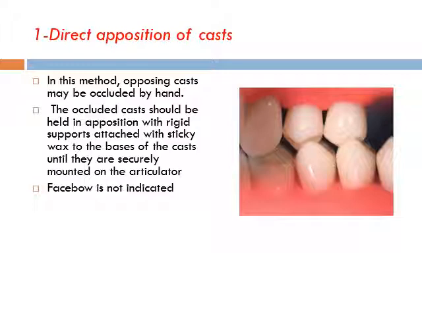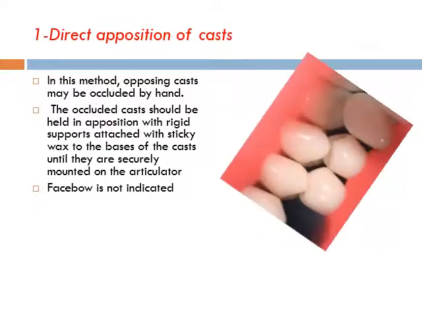The occluded cast should be held in a position with rigid supports attached with sticky wax to the bases of the cast until they are securely mounted on the articulator. Fistball is not indicated. No need for fistball.